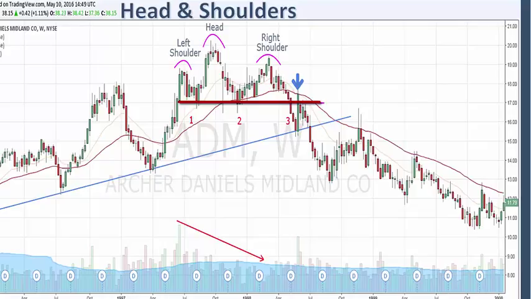Depending on the relationship between the two low points, the neckline can slope up, slope down, or be horizontal. The slope of the neckline will affect the pattern's degree of bearishness. A downward slope is more bearish than an upward slope, and sometimes more than one low point can be used to form the neckline.